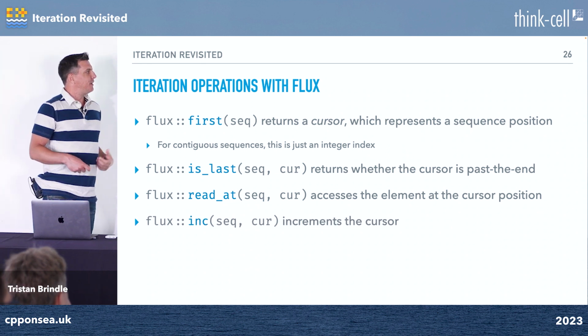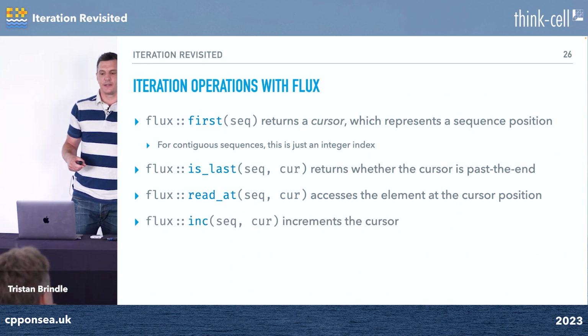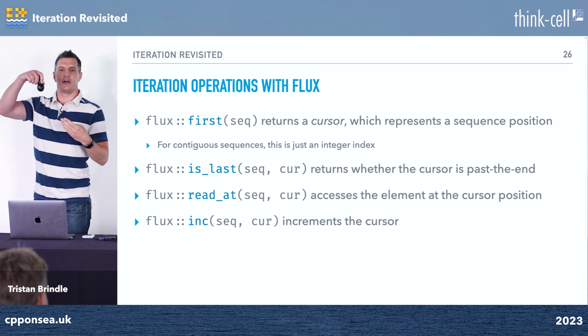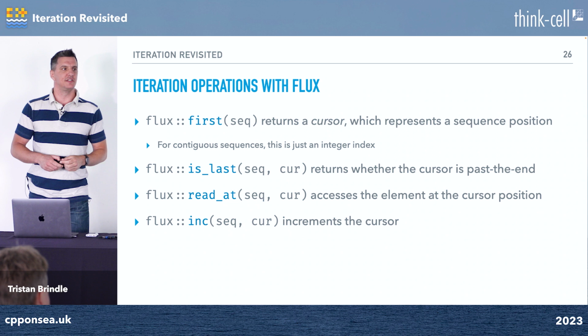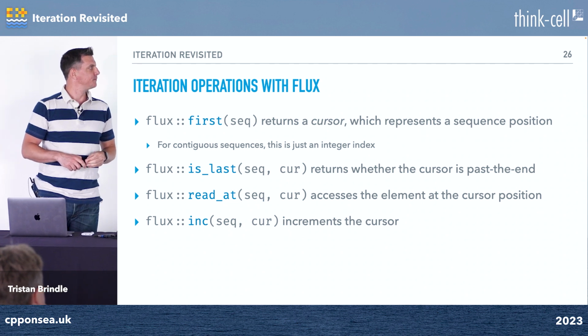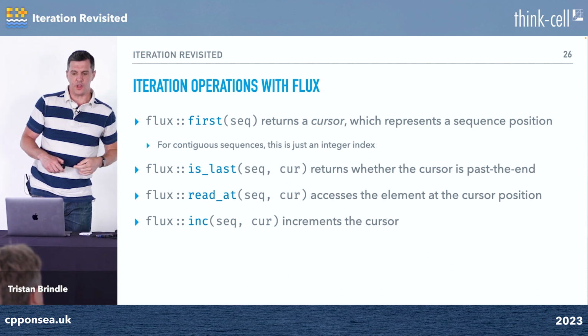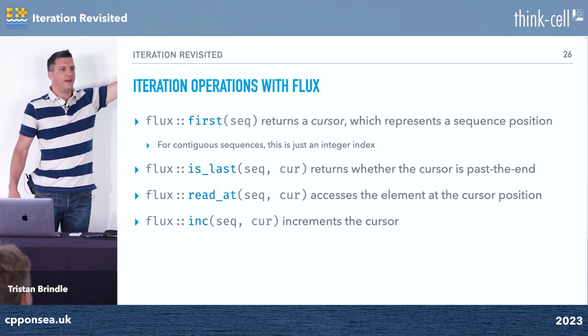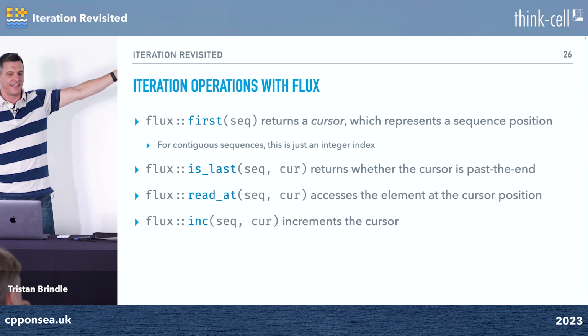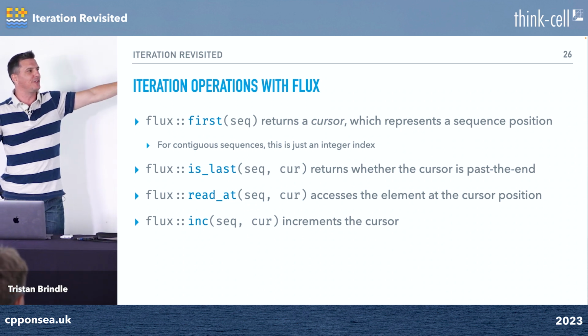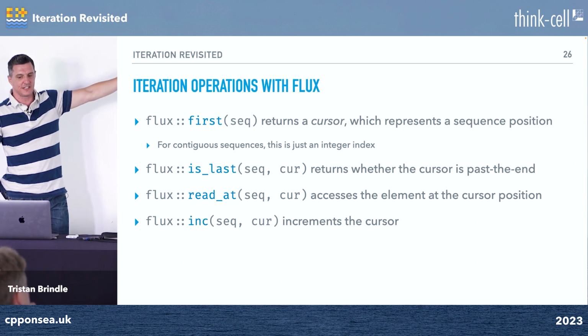And then finally, we have our advance operation. This is just called inc. So this takes the cursor by reference and it bumps the cursor so that it now points to the next position. Okay, so these are how we spell these operations in Flux. You can see they closely map onto the equivalent operations on iterators.